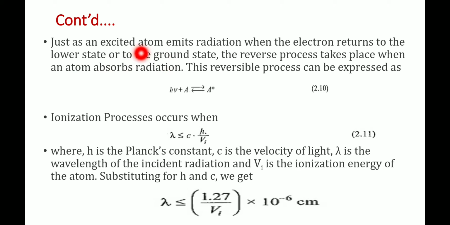Keep it in mind. Excitation is nothing but the absorption of the light energy and getting excited to a higher energy level itself. When this excited atom starts emitting the radiation, the electron returns to the lower state or to the ground state. Getting my point? So the reverse process takes place. Reaching the higher energy level, then it comes to the lower energy level. That is the reverse process, or the emission of radiation. Is it right? The reverse process takes place when the atom absorbs the radiation.